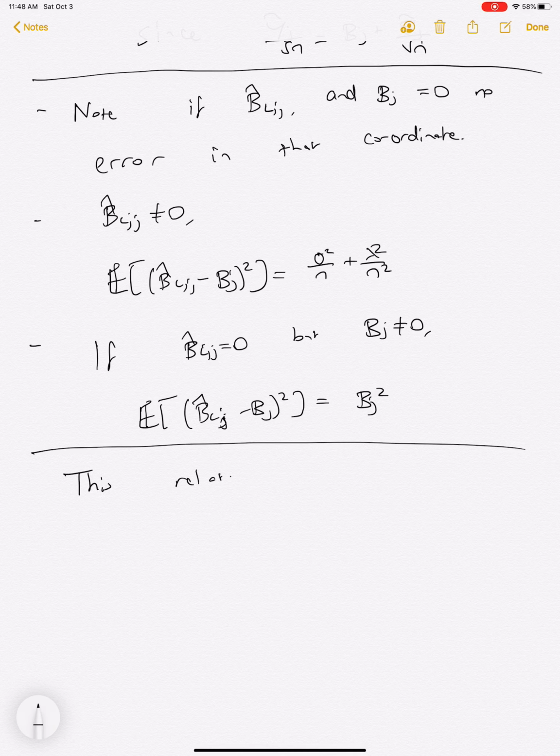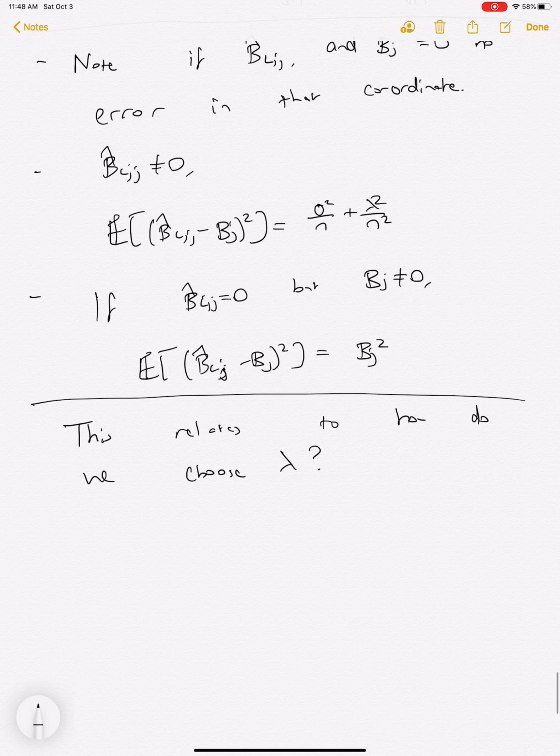This relates to a very important question: how do we choose lambda? We want to ensure that if Bj is 0, then B hat Lj is also 0.